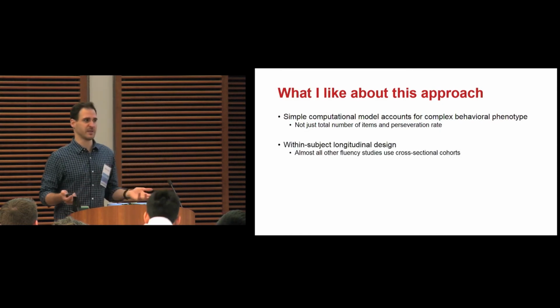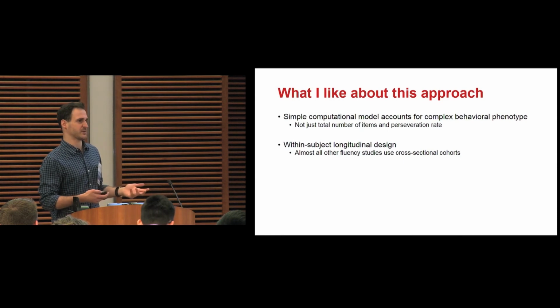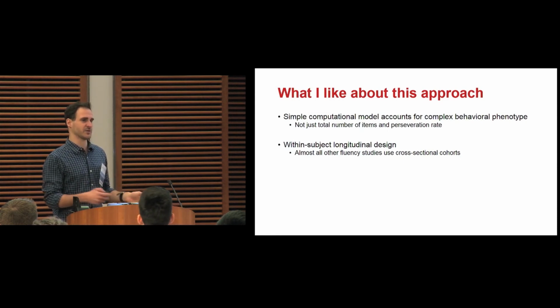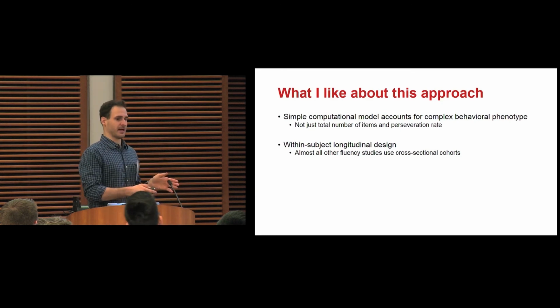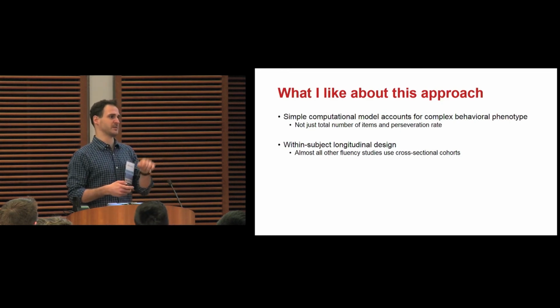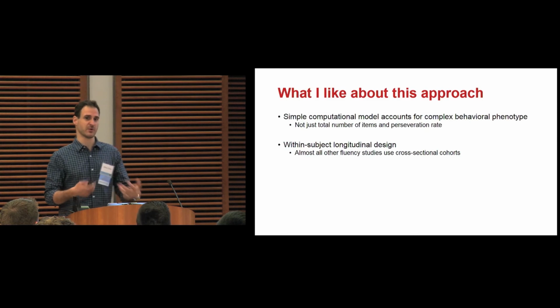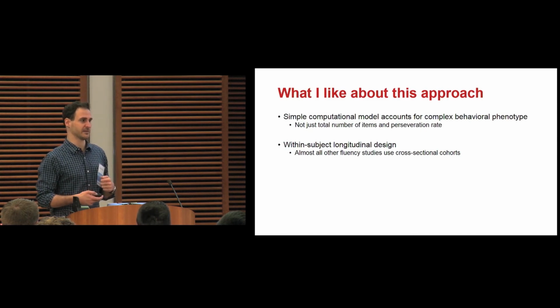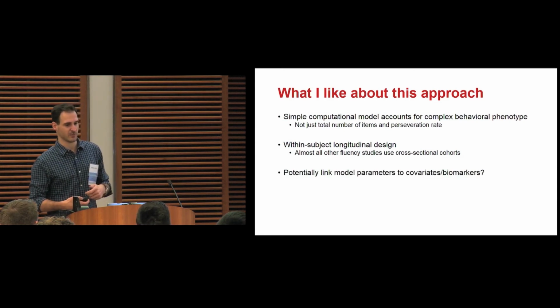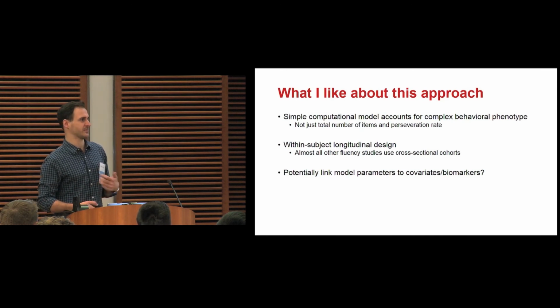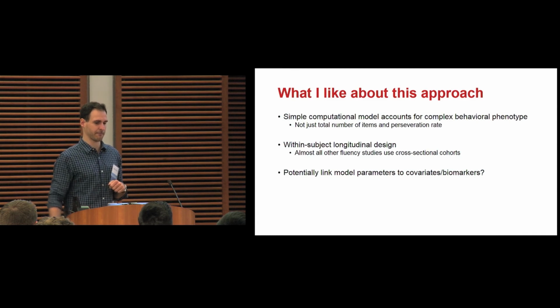So there are hundreds of papers on semantic fluency data with Alzheimer's patients, but nearly all of them use a cross-sectional cohort where you have the Alzheimer's patients and the healthy controls. And they don't look at how individual participants transition over time, which is a problem because there's a lot of variance. And then potentially we can use parameters of the model to link to behavioral covariates such as the mini mental state exam or biomarkers. So that's sort of a future direction for us, and you can talk to me about that at the poster session if you'd like.